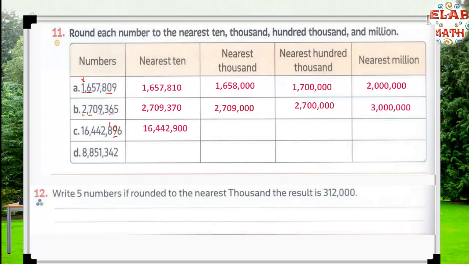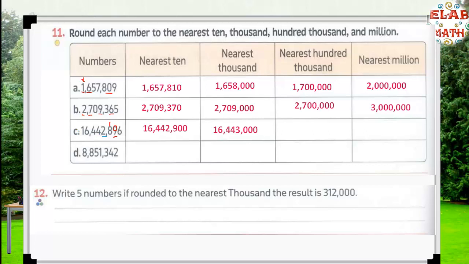Where is the thousands place? Here, the thousands place, 2. Next to 2 we have 8. Is 8 more than or less than 5? More than 5. So you should write here 3. It will be 443,000. And nearest what?